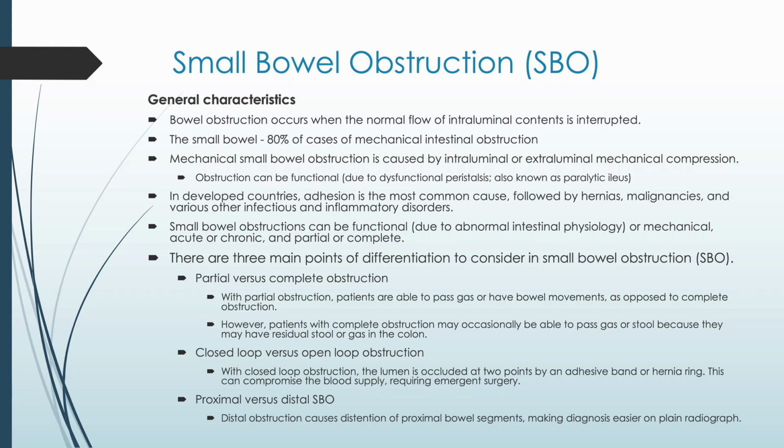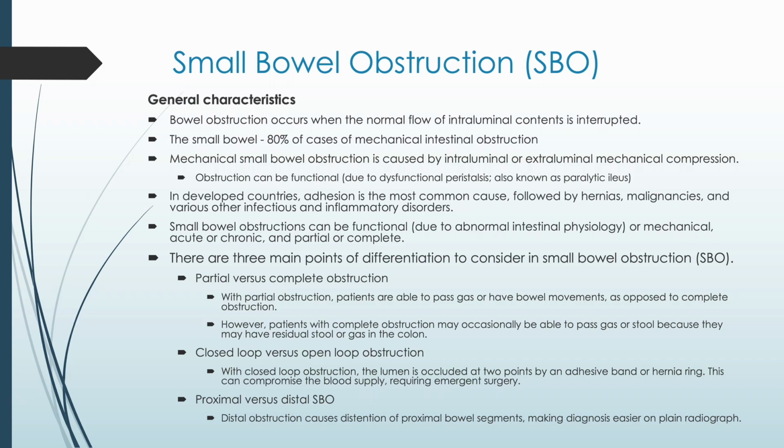Okay? So in developed countries like the US, adhesions from prior surgery are the most common cause. Other causes include hernias, malignancies, other infections, and inflammatory disorders. Now, small bowel obstructions can be functional, right? That's what we talked about, more like a dysfunctional peristalsis, like a paralytic ileus, or mechanical. And like we said, we're going to talk about mechanical right now. They can also be acute versus chronic. And you can have a partial obstruction or a complete obstruction. Those are the different ways we classify obstructions.